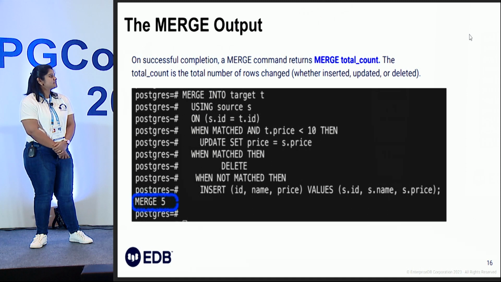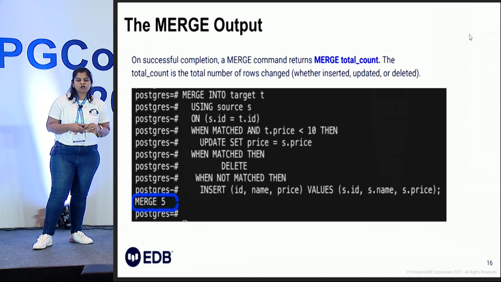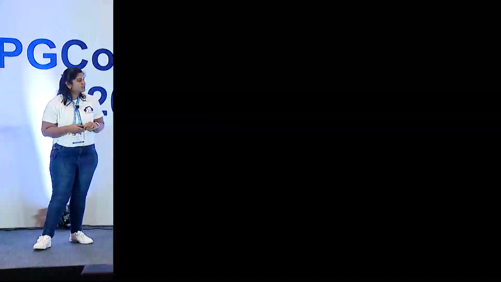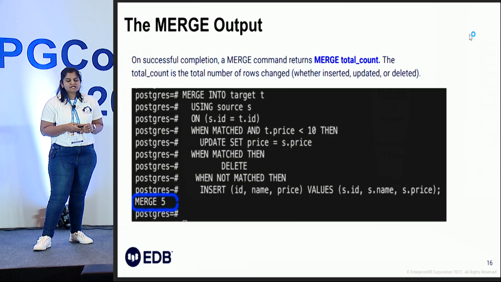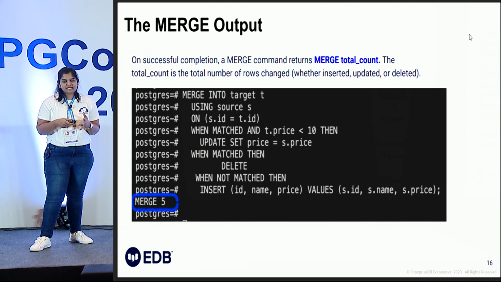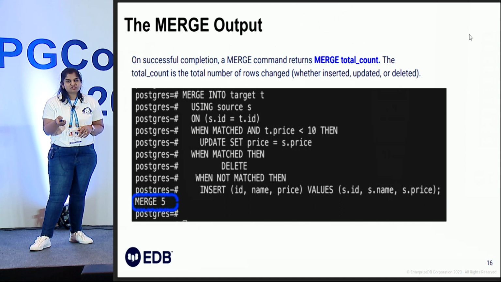So, on successful completion of the merge, this is how the output looks: you have merge followed by a number. This is the total count of records that got affected, including insert, delete and update. For the previous example, there were 5 records that got affected, that is merge 5. This is the statement execution for the previous example. There is no individual count of insert, delete, update; you get the total count.